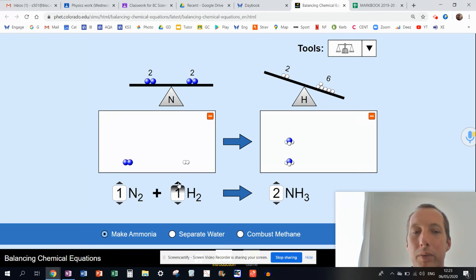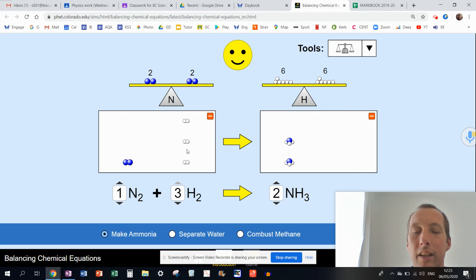So let's add another one before. Right, now I'm getting closer. And I add a third, and now I've got a balanced chemical equation. So the key thing is what I've got left at the bottom here. One nitrogen molecule will react with 3 hydrogen molecules to give 2 ammonia molecules.